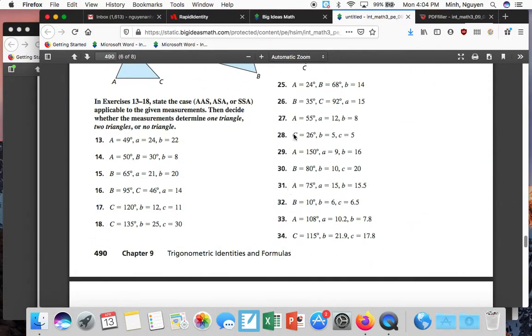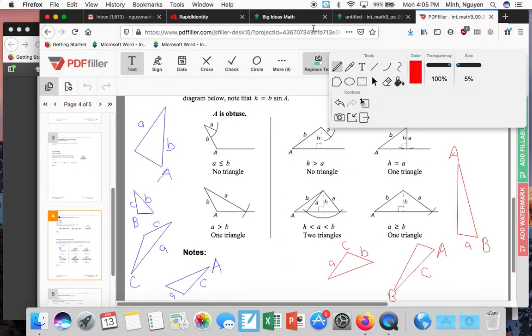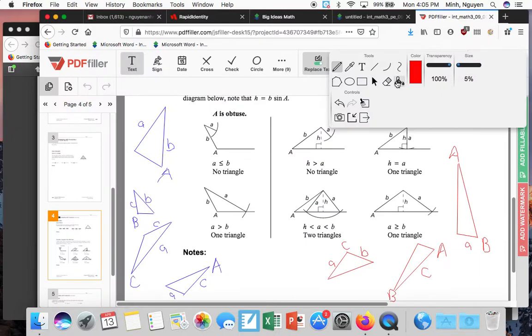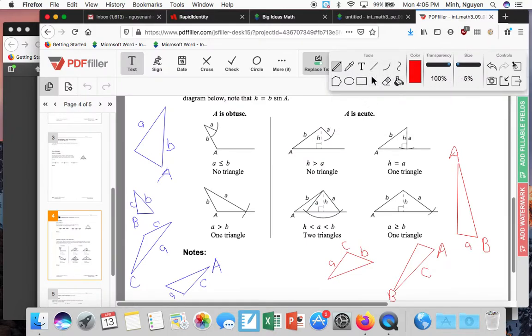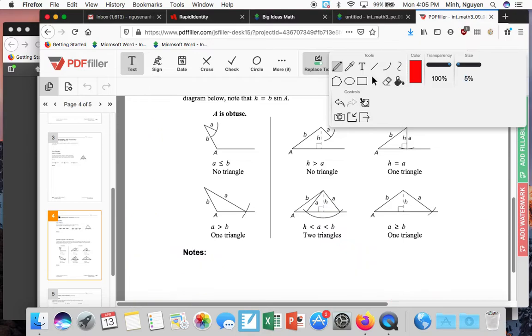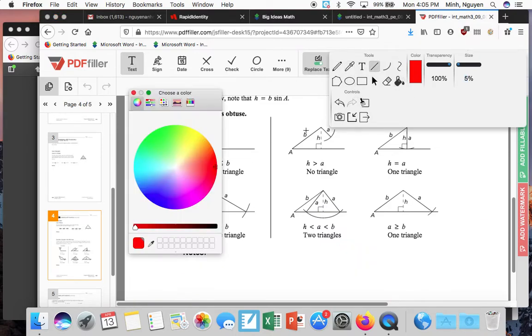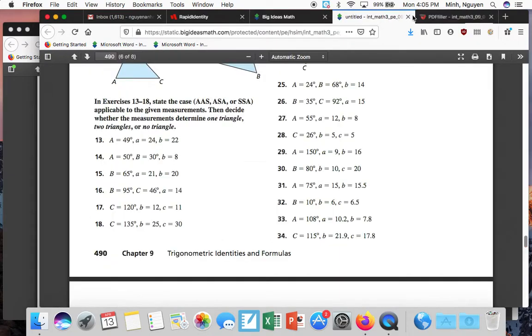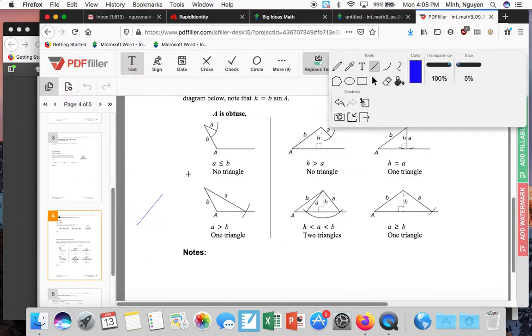Let's go here. I'm just going to show you how to use this and what that even means. So let's start. We have an angle A. I'm going to erase all this now. So I have an angle A of 49 degrees, and I'm going to use blue just because I like blue more. 49 degrees, and the side opposite from angle A is going to be a length of 24.